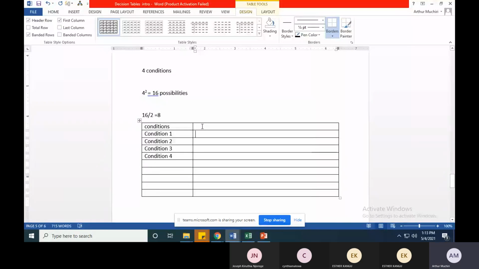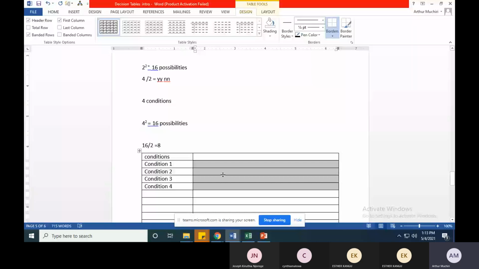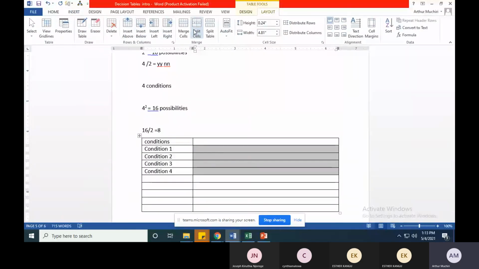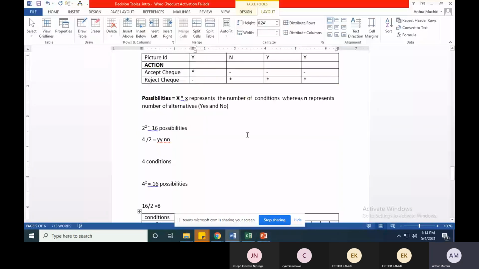Let's add some more rows. Then now, with these ones, how many rules are we going to have? With these we're going to have 16 possibilities. So here, using the Word features, I'm going to choose split cells, and then I say I need 16 columns. So these are what we usually call the rules.